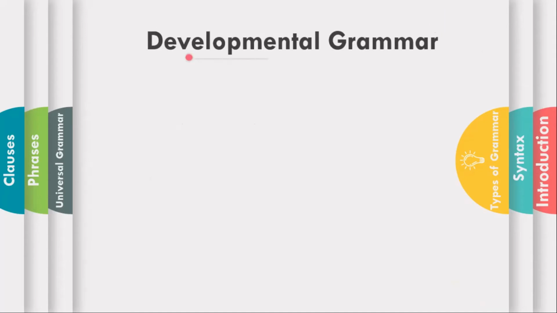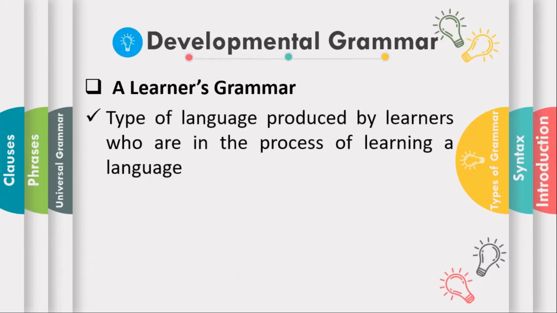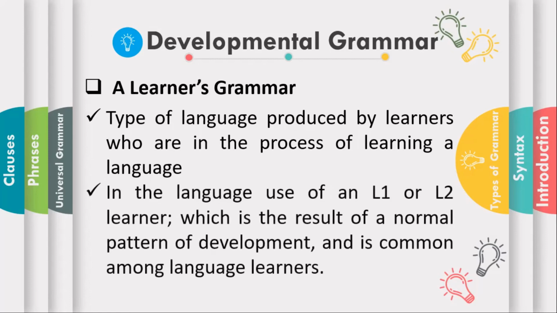Next type is developmental grammar. It is a learner's grammar. It's like mental grammar in a developmental stage. It is the type of language produced by learners who are in the process of learning a language. So it takes time for children to learn how to speak properly. Grammar development is a slow and continuous process. In the language use of an L1 or L2 learner, it is the result of a normal pattern of development and is common among language learners.